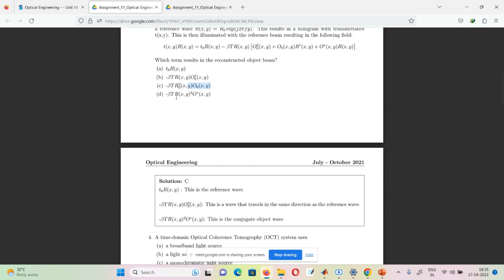There's a similar kind of thing, a beta t r square factor and containing a o star xy. O star xy is also containing information about your objective, but in the conjugated objective. So you will get a kind of virtual image in that case also. But in that virtual image you can also see the original features of that particular sample.